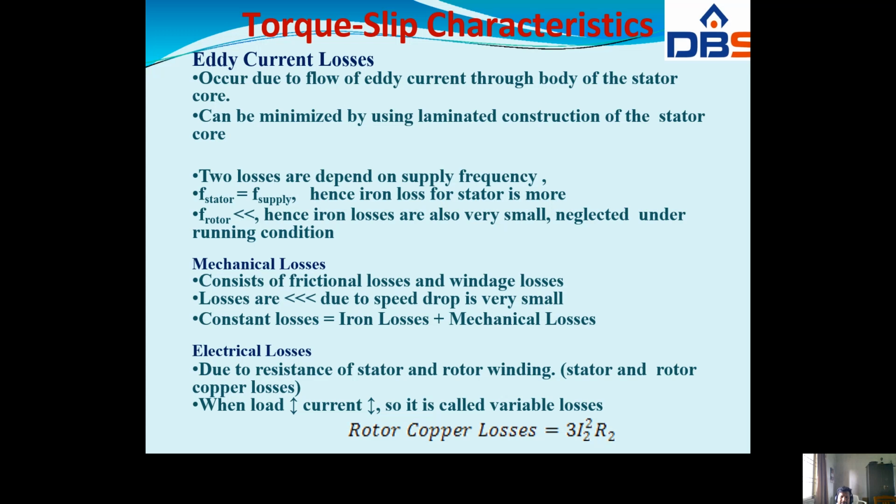Mechanical losses consist of friction losses and windage losses. These losses are very small because the speed drop is very small. Constant loss is nothing but iron losses plus mechanical losses. So rotor copper loss is equal to 3 I2 square R2.